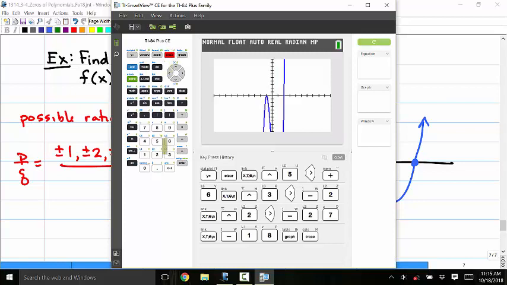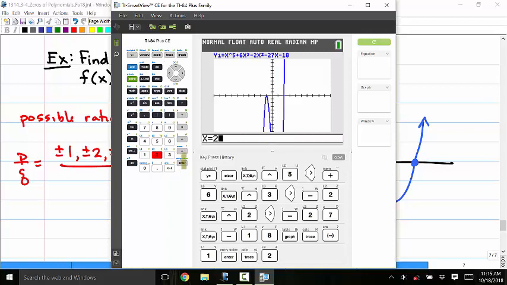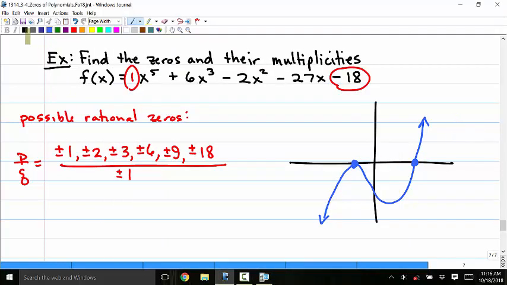-1, so we hit trace, -1, enter, and we saw that yes, indeed, it is a 0. It also looks like maybe 2. Trace, 2, enter, yes, the y value is 0. So I'm going to go over here on my graph. This is at -1, and this is at 2. I just jumped ahead a lot, right? Because I cheated with technology.